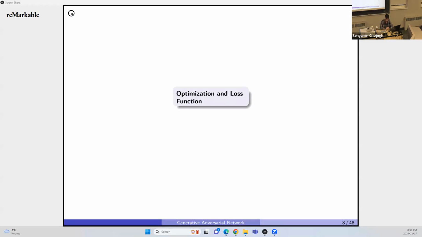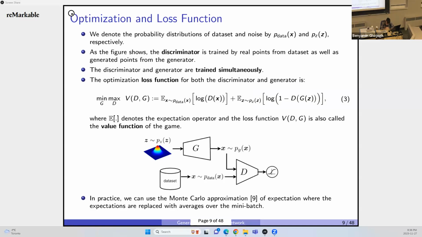Interesting. So Ian Goodfellow, by proposing GAN, brought game theory into machine learning. Okay. Now, let's go into the mathematics. So we denote the probability distributions of the data set and noise by P_data and P_Z. P_data(x) is the probability distribution of data, the data set, real data. P_Z(z) is the probability distribution of noise. Usually it's Gaussian noise. Okay, agreed?